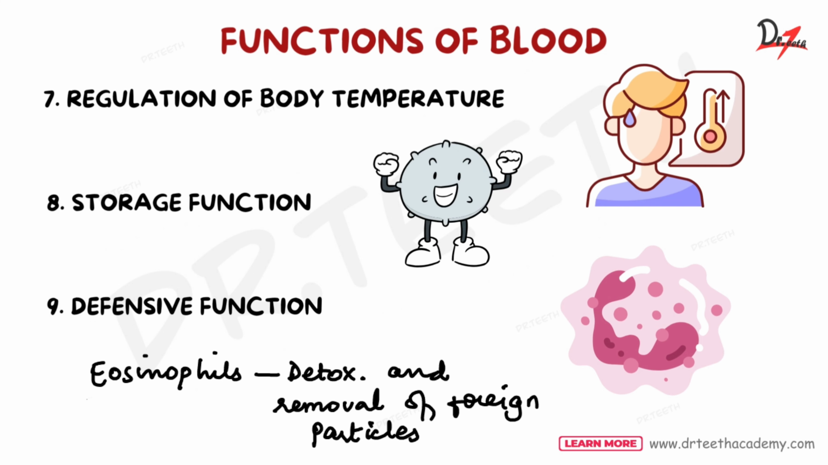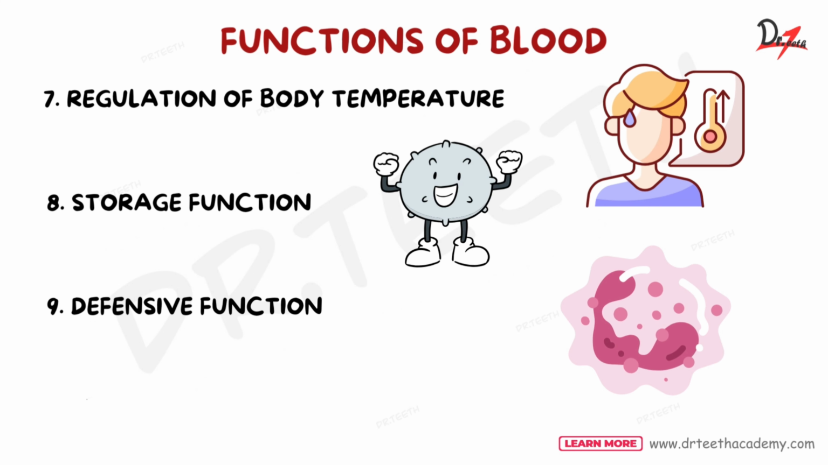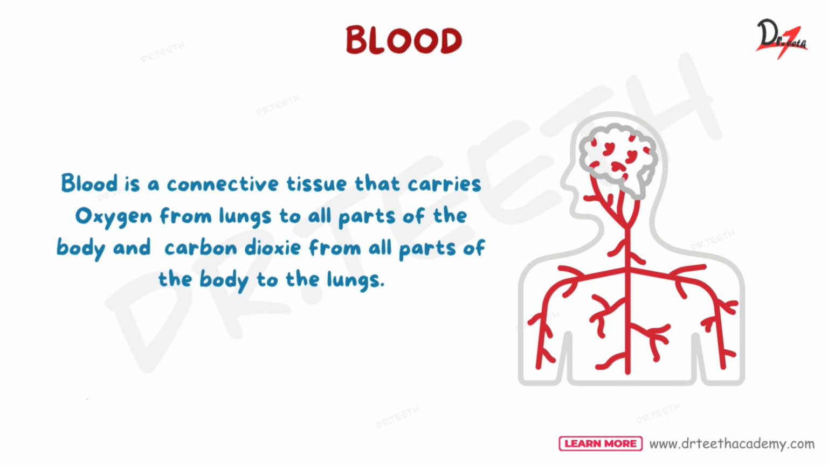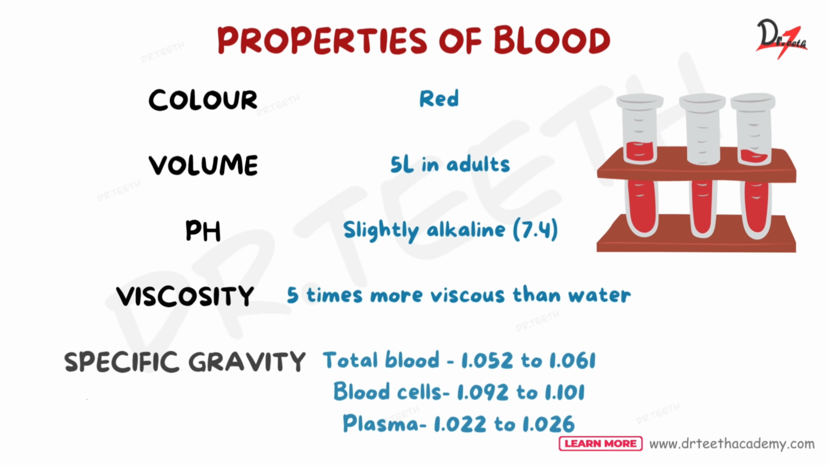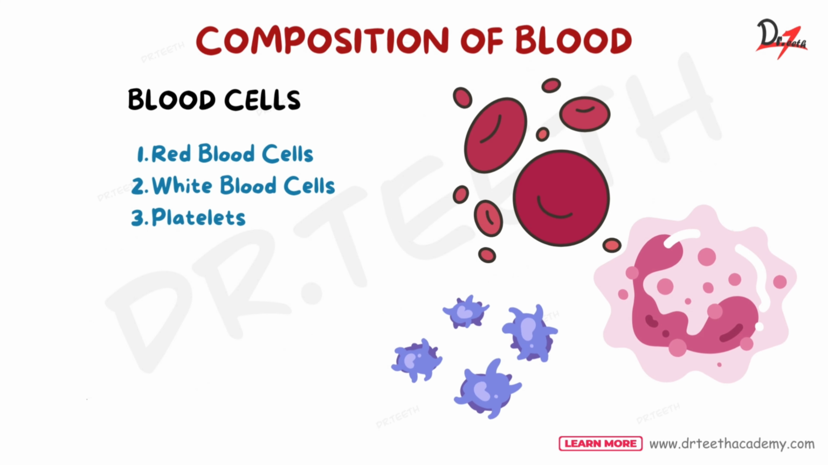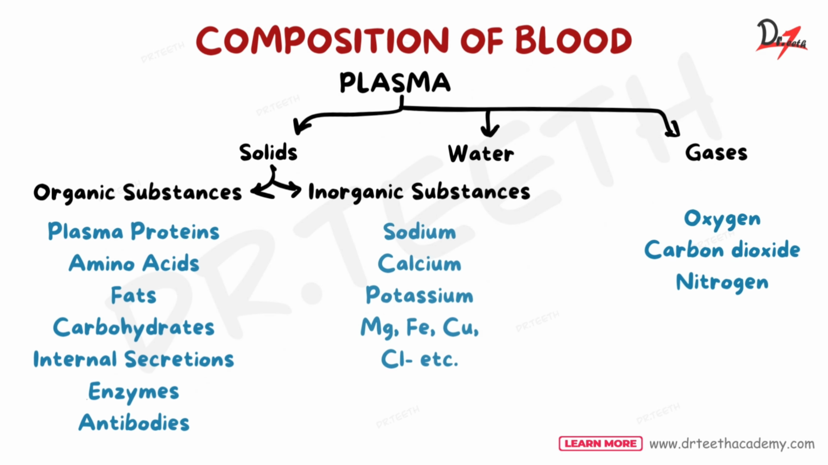To summarize, in this video, we explored the vital aspects of blood physiology. We came to know that blood is a remarkable connective tissue responsible for oxygen and carbon dioxide transport. We discussed its key properties such as color, volume, and pH, and the composition of its two main components, the blood cells and the plasma. Blood cells include the red cells, white cells, and the platelets. We also touched on serum formation. We saw the difference between plasma and serum, right?